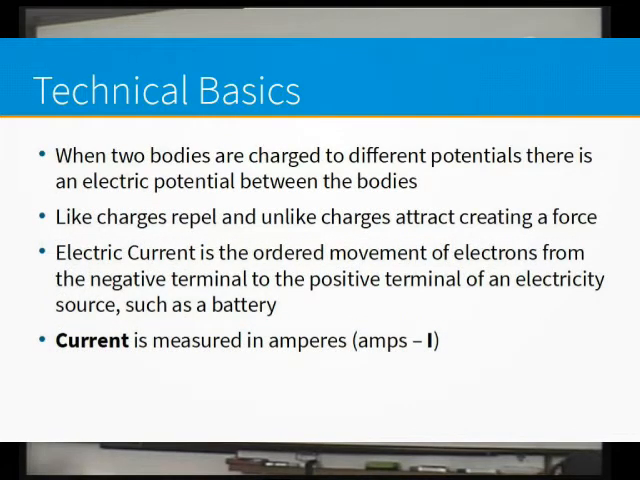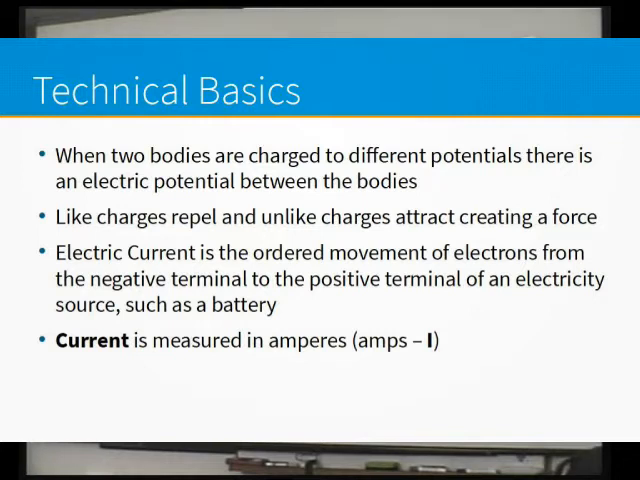Those particles are charged differently. So some are positively charged, some are negatively charged. Like charges, so if they're both positively charged, actually repel, so that forces them apart, and unlike charges actually attract, so it brings those particles together. So when we talk about a flow or an ordered movement of these negatively charged particles, we actually talk about it being electric current, so it flows. It's a flow of electrons.